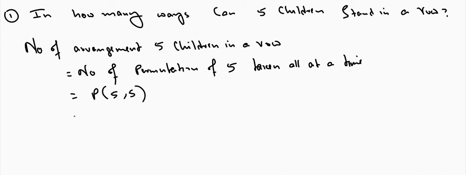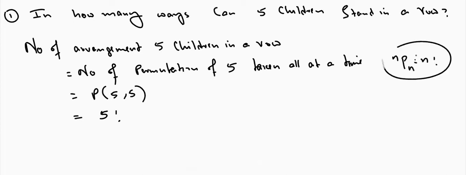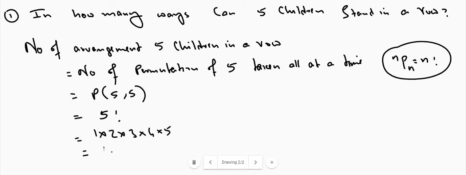That is 5P5, which is equal to 5 factorial. We have nPn as n factorial. Using that, 5P5 is equal to 5 factorial, which is equal to 1 into 2 into 3 into 4 into 5. We get 3 times 2 is 6, 6 times 4 is 24, into 5. That is 120 ways 5 children can stand in a row. Okay, question number 2.